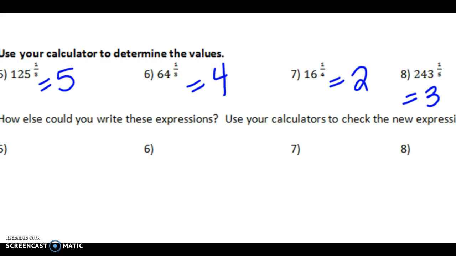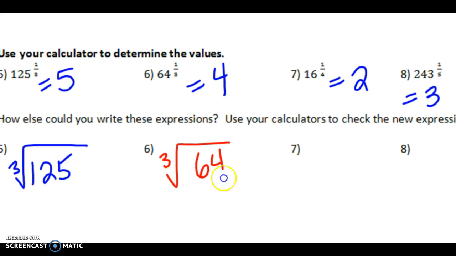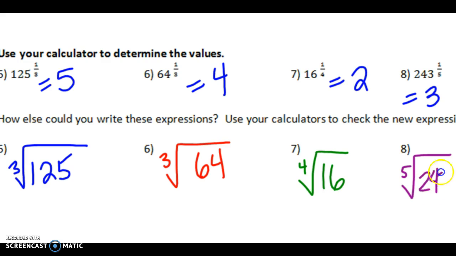And how else could you write these? For the first one, we could do the 3rd root, since it's to the 1/3 power of 125. For the next one, we could write the 3rd root of 64. For the one after that, it would be the 4th root of 16. And last but not least, since it's a 1/5 power, it would be the 5th root of 243. So you can see if it's a 1/5, then that's the same thing as a 5th root.